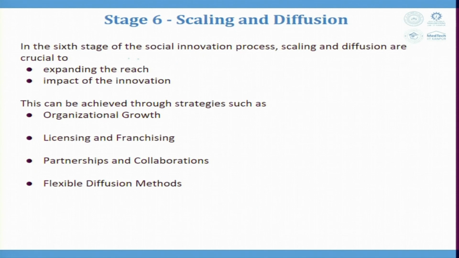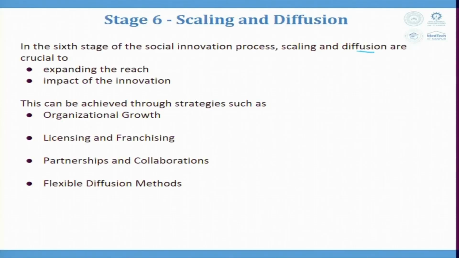The sixth stage of social innovation process is scaling and diffusion. Many solutions work in a small confined community scale. Moment we try to scale it up, we fail miserably. So, this stage is more focused towards the scaling and diffusion, wherein in diffusion you try to spread the information, spread the technology, seep the technology into the society, which are crucial to expand the reach and impact of the innovation.